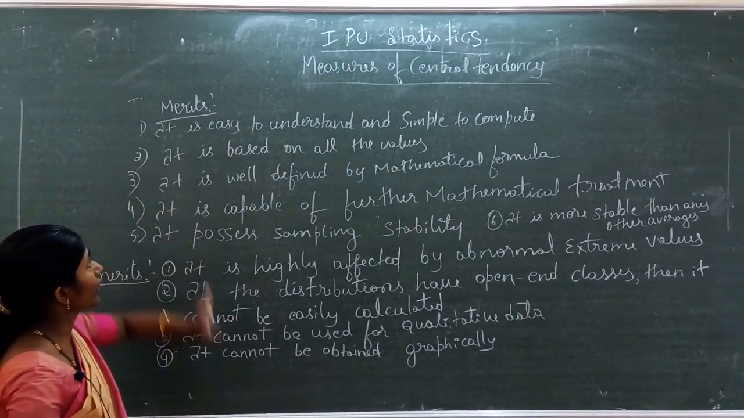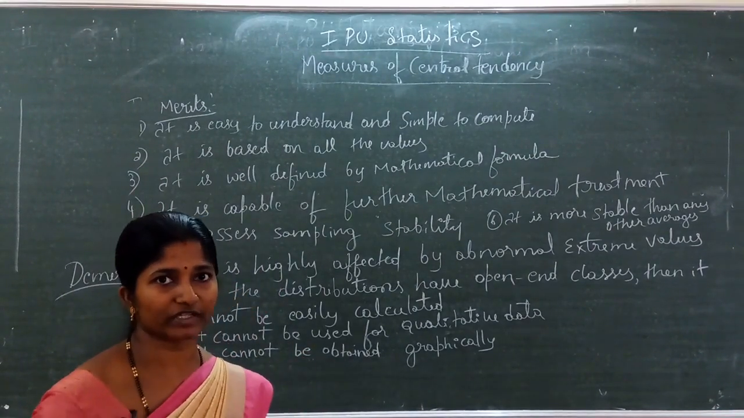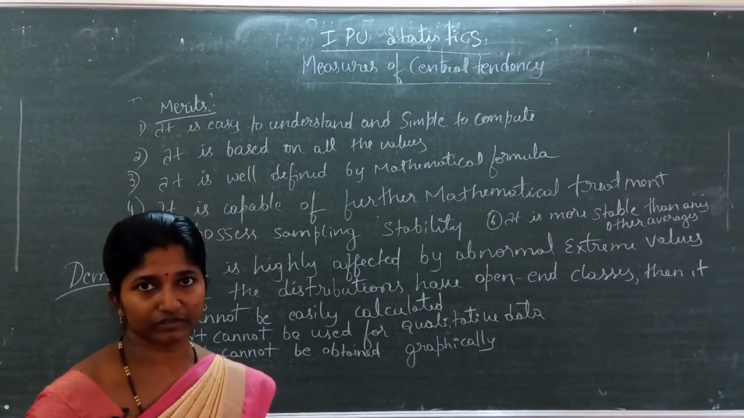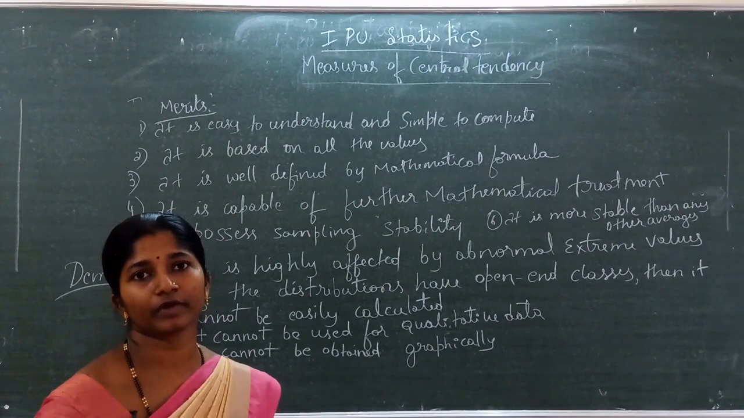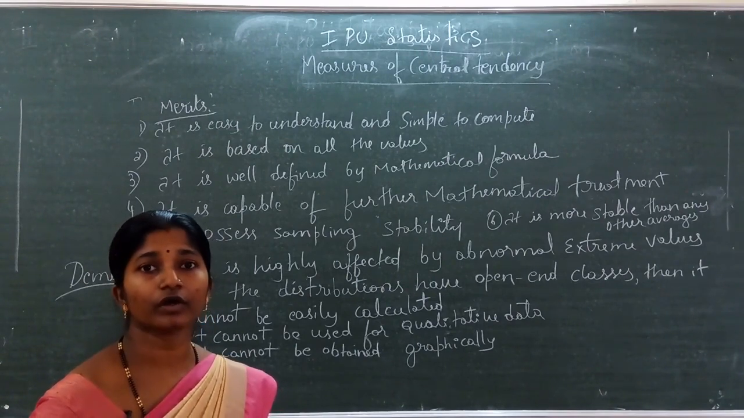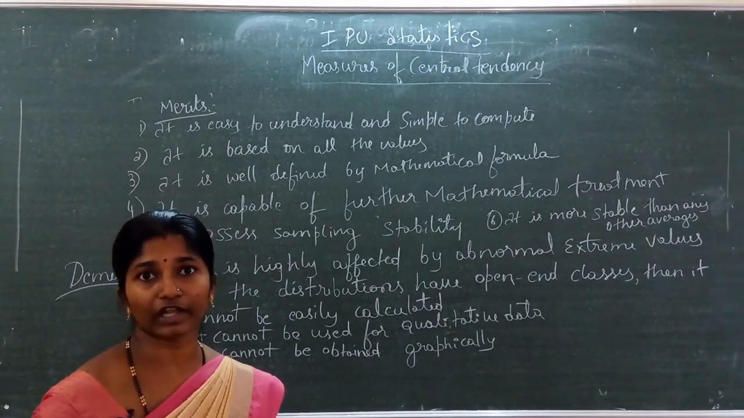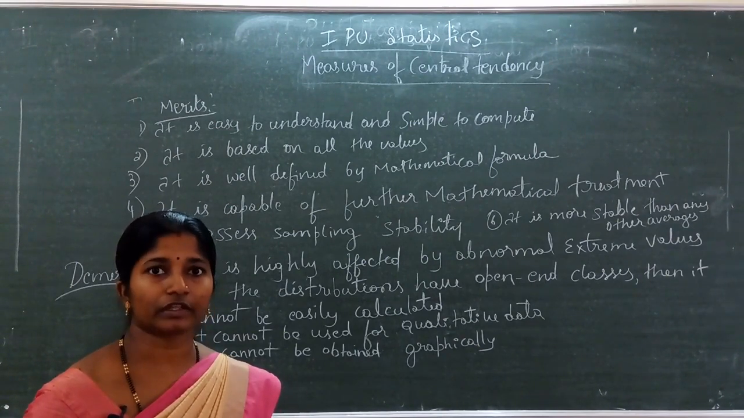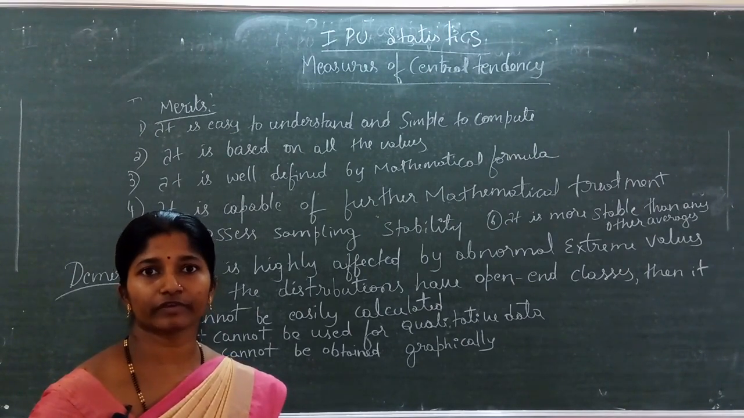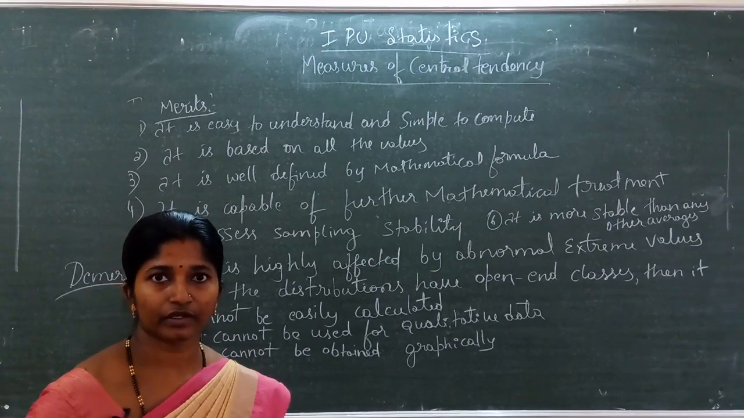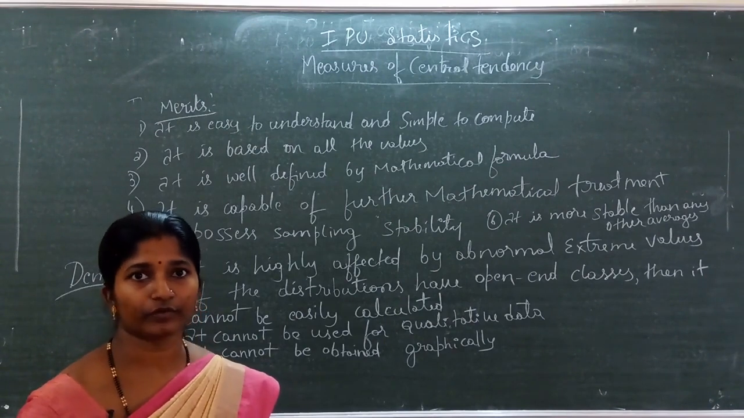Next, second one, it is based on all the values. We have done so many problems by taking the arithmetic mean. You have observed, we have chosen all the values for the calculations. We have not left out any of the values in the ungrouped data or grouped data. In the grouped data, discrete or continuous, in the continuous also, what have we taken? The midpoint.